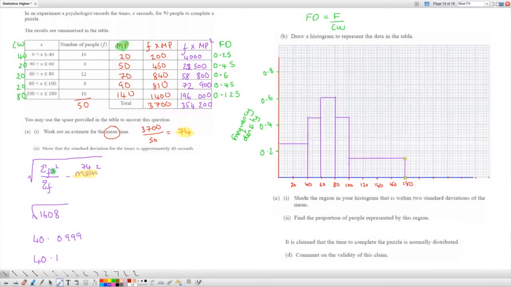We need to shade the region in your histogram that is within 2 standard deviations of the mean. So first off, let's draw our mean line in. So taking a different colour, drawing our mean line, we know our mean is 74. So going here to 70 and going across to 74. So approximately here. So this here is our mean line.